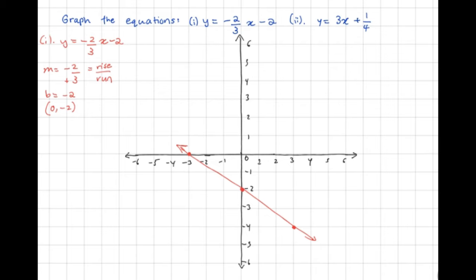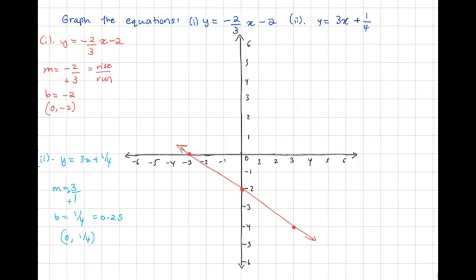Now, looking at the second question, I'm just going to change colors here. y = 3x + 1/4. The slope here is 3, so in terms of rise over run, it's positive 3 up and positive 1 to the right. The y-intercept here is 1/4, and you can also write this as 0.25 because it's a terminating fraction, and therefore it is a rational number. So the point here is (0, 1/4).